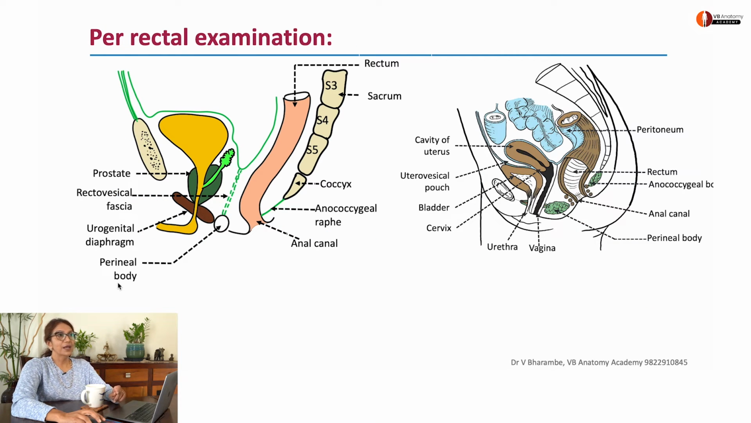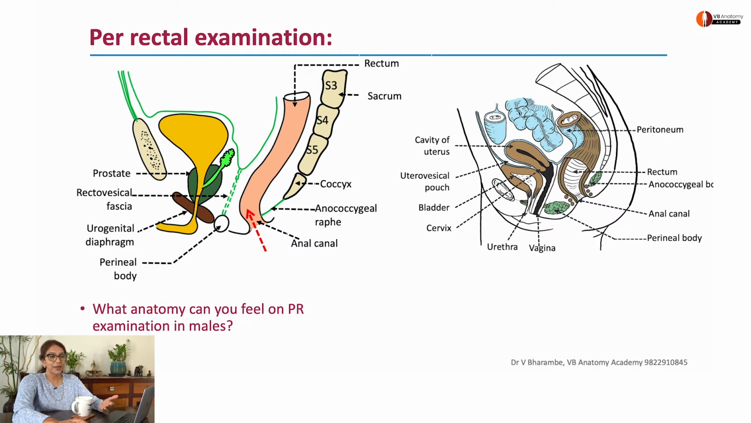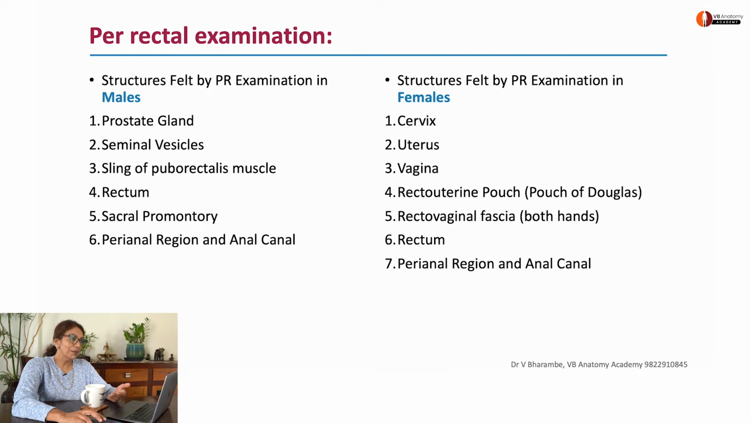So if you are doing a per rectal examination, what will you find in a patient? Here's your gloved finger, what will you feel in a male? What will you feel in a female and why? In a male, you can feel the prostate gland, the seminal vesicles, the puborectal sling, the rectum and sacrum and the perianal region. In the female, you can use this as an adjunct to examine the cervix, uterus, vagina, and of course everything else that we did in the males as well.